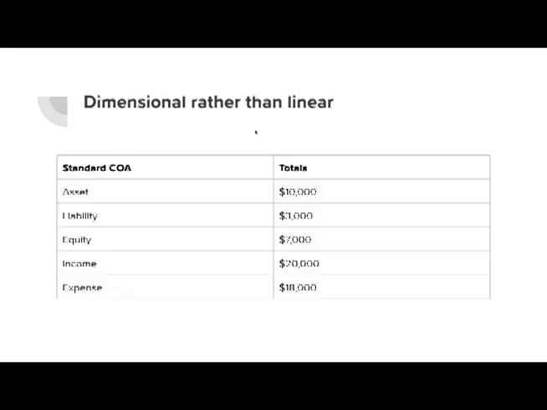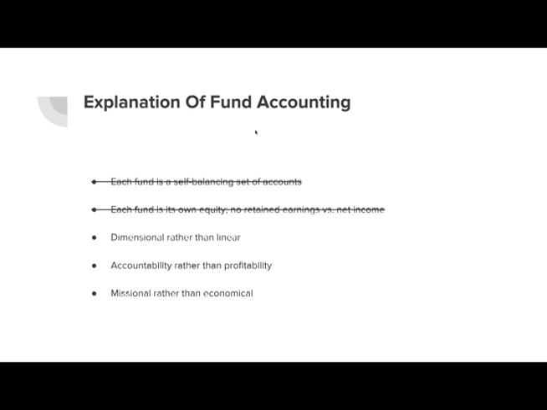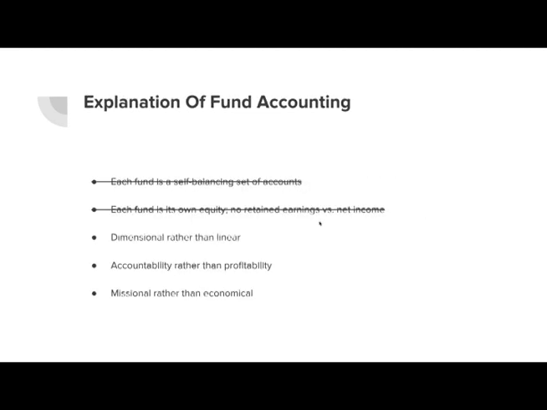Let's get into dimensional rather than linear. So back to our previous examples here of a self-balancing set of accounts. Now let's take a look at an example of how this plays out in dimensions. So a standard chart of accounts here, this would be an example of a trial balance. You've got your assets, liabilities, and equity here. You'll notice that 10,000 minus 3,000 equals 7,000. So there's your balance sheet equation: assets minus liabilities is equity. Framed the other way, assets equal your liabilities plus your equity. It's basically the same thing.